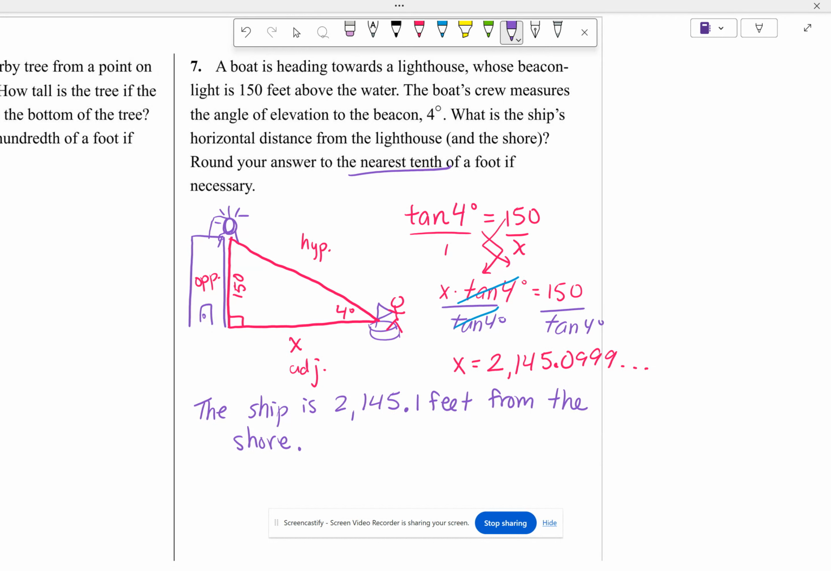This one's kind of interesting actually, because it would be much easier to measure the height and the angle than it would be to measure the distance. So like, okay, I feel it. It's possible that you might need to do this calculation in the real world.